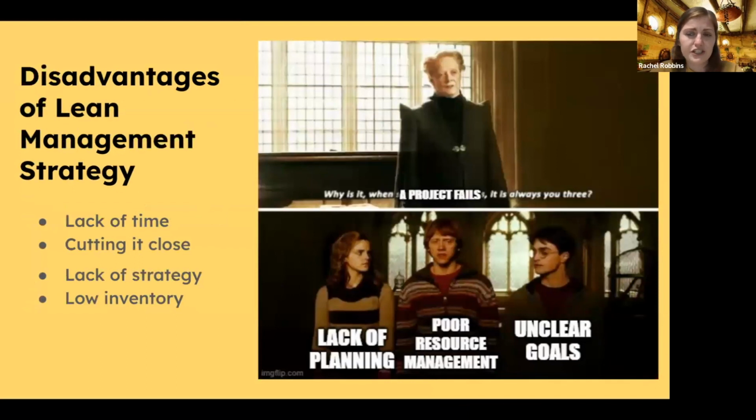While doing some research, I found 4 core disadvantages of using this project management strategy: lack of time, cutting it close, lack of strategy, and problems with inventory. Lack of time. Lean project management requires planning and a lot of it. But when you don't have the time up front to make planning a priority, things can go wrong fast and you can get behind before you are even started.